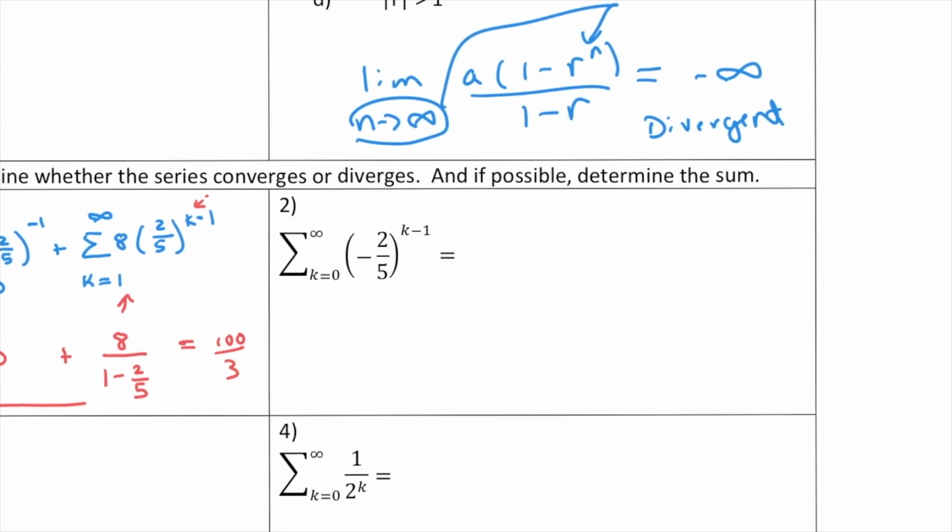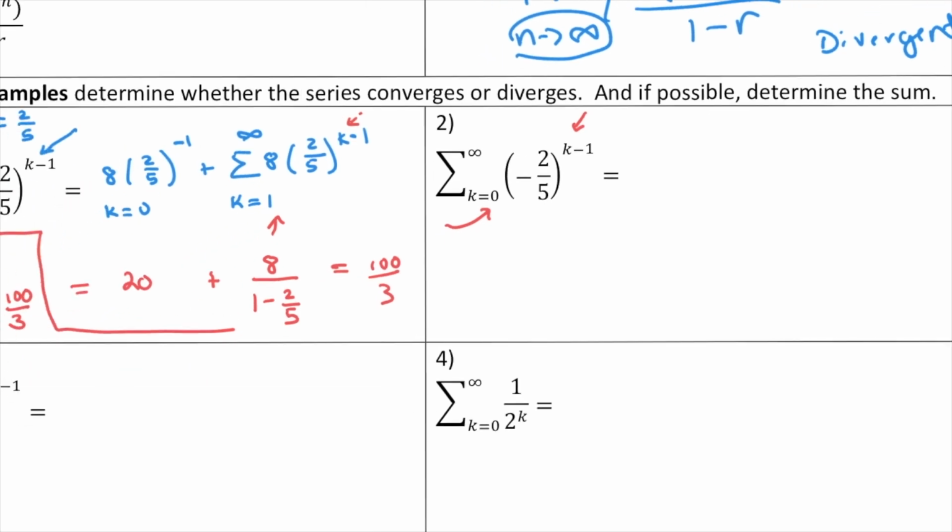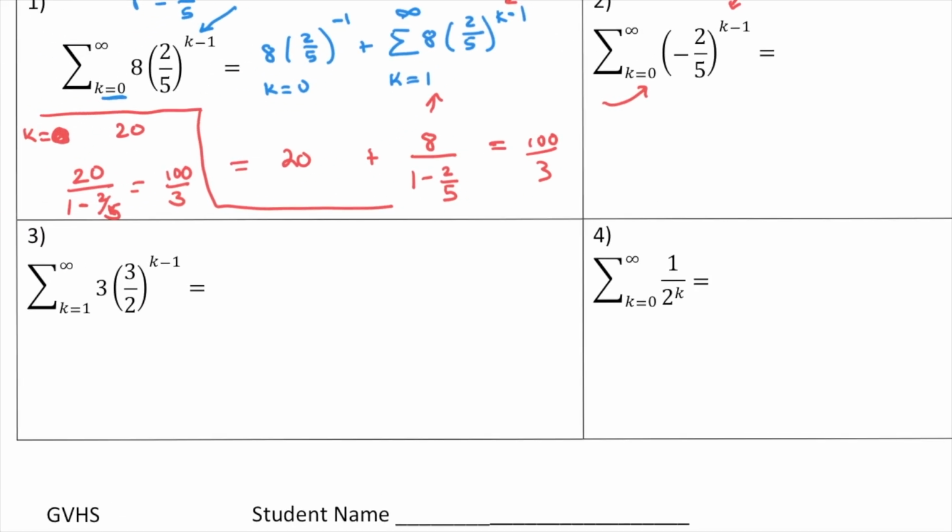Next, look at number 2. Again, did you notice that it starts at k equals 0, and that's not quite right. This problem will converge. Can you figure out to what? Go ahead, finish up questions 1, 2, 3, and 4.